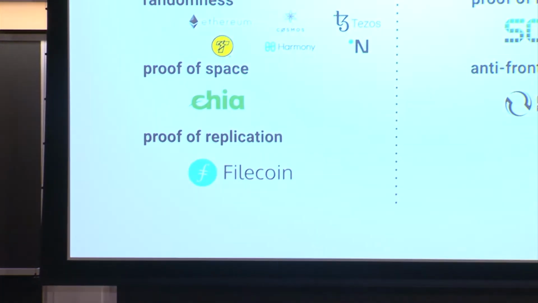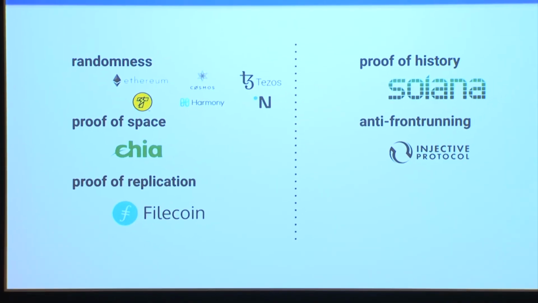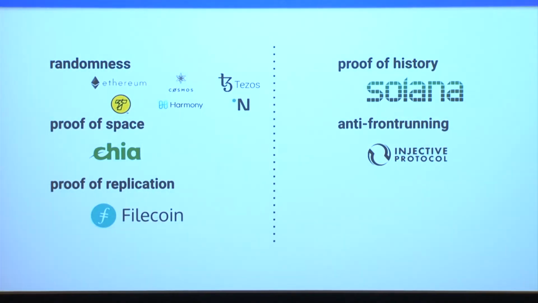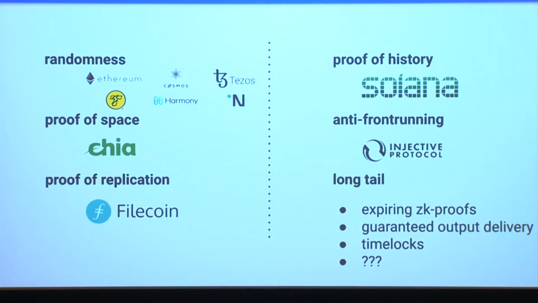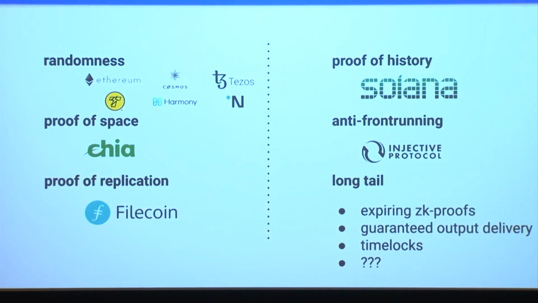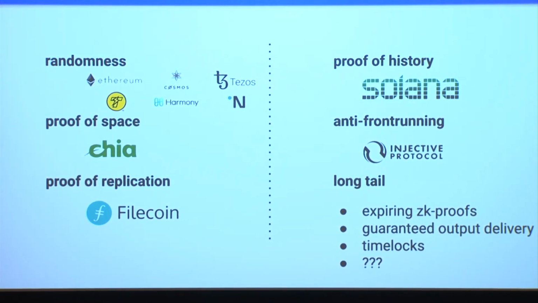And then we have all sorts of other applications. So we have proof of history, anti-front running, and I'm expecting a very long tail of applications. So expiring zero-knowledge proofs, time locks, guaranteed output delivery, all sorts of cool stuff. So basically we have this new cryptographic primitive, which is extremely versatile, and it's a building block to build complex systems, especially in the space of blockchains and decentralized systems where you don't want to trust anyone. You can think of it as a cryptographic primitive with the unique property that it has a notion of time.